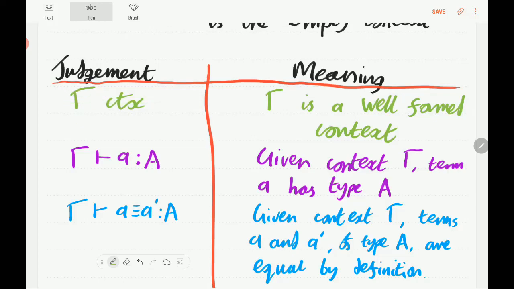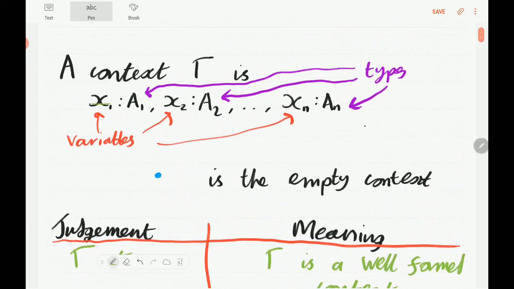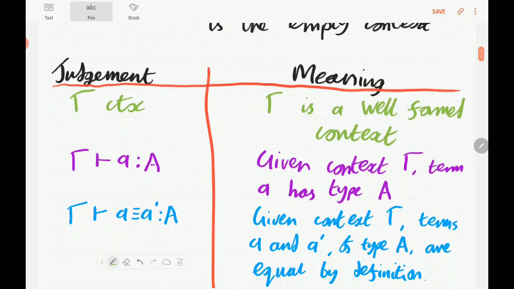Firstly, gamma is notation that we often use to denote a context, okay? Something like what I've written here with the X's and the A's, we often just abbreviate as gamma. Generally, when we see gamma, we mean that it represents a context. Sometimes we might also write delta to denote a context. But here we're writing gamma CTX. So what does this mean? Well, this is a judgment that gamma is what we call a well-formed context.